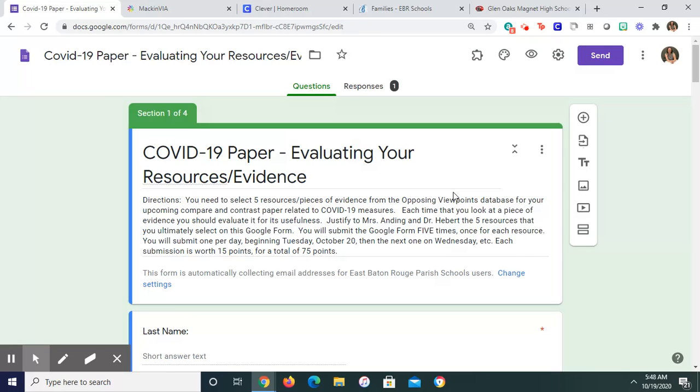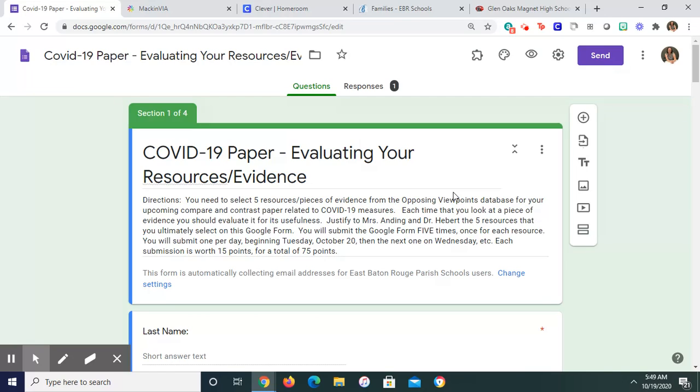You should be looking at a potential piece of evidence through 5 criteria. That's currency, relevance, accuracy, authority, and purpose. To be honest, if a potential piece of evidence does not meet all 5 of these, you need to strongly consider not using it. Okay? You need to strongly consider not using it.